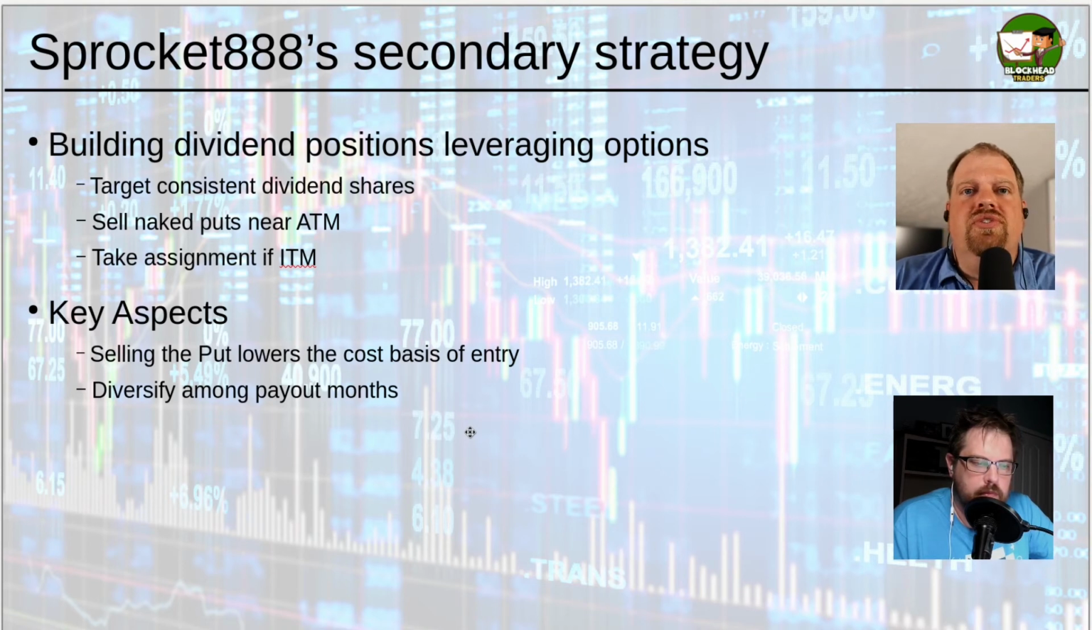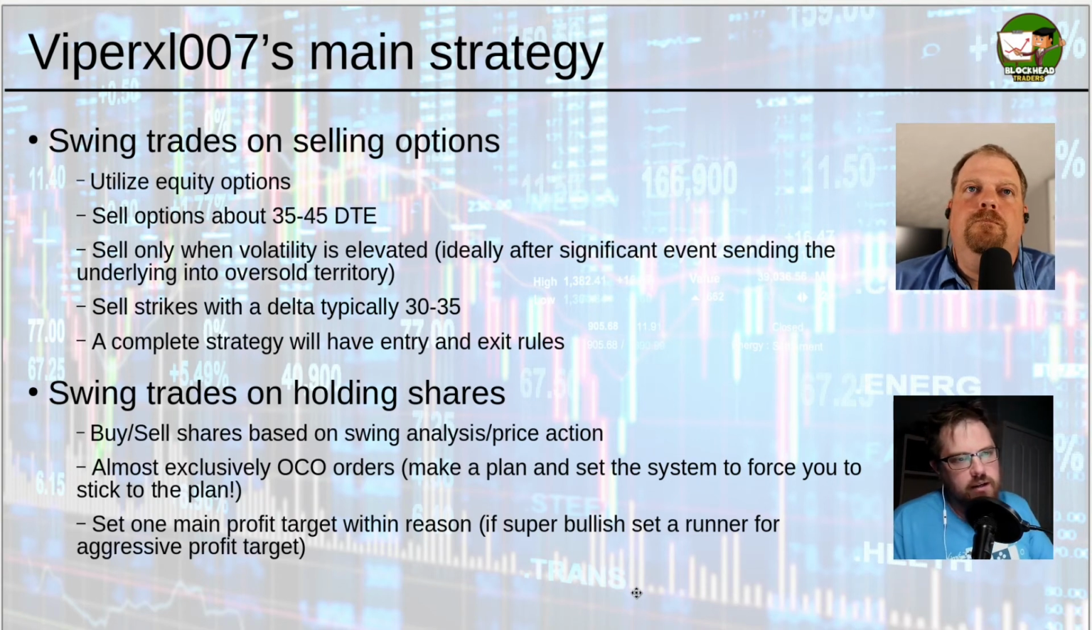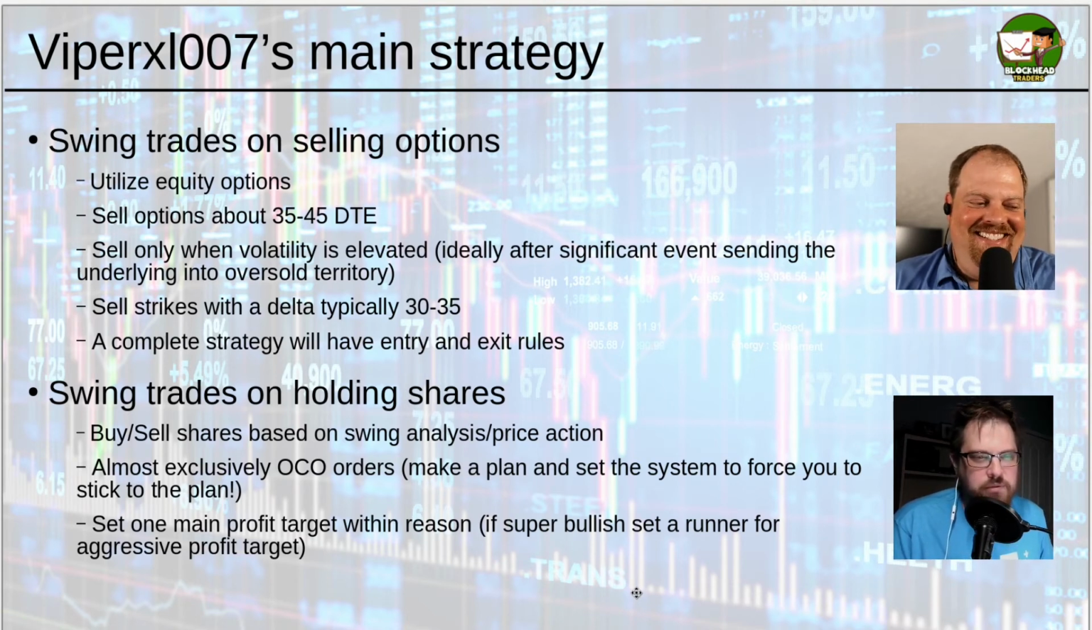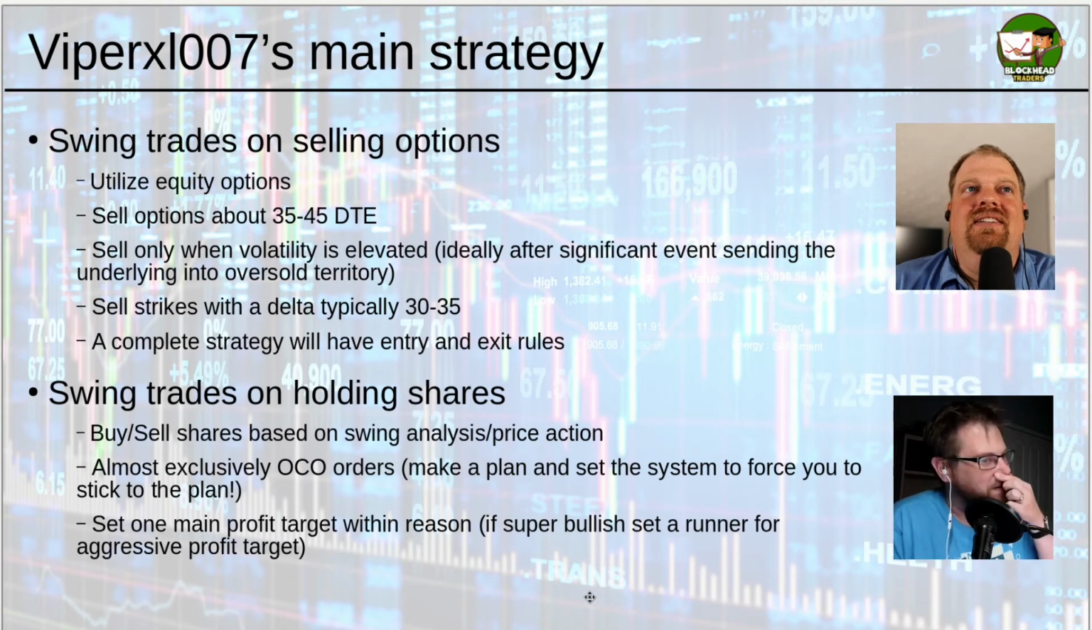I think we're going to switch over now to some of the strategies that Viper uses in his trading. Yeah. So on my main strategies, there's kind of two of them that I go between here. The swing trades on selling options is really a lot of what Sprocket was just referring to. Just a couple tweaks. I mean, they're not really that different than anything he does. I mean, it literally came from him as far as where I started to get into these.